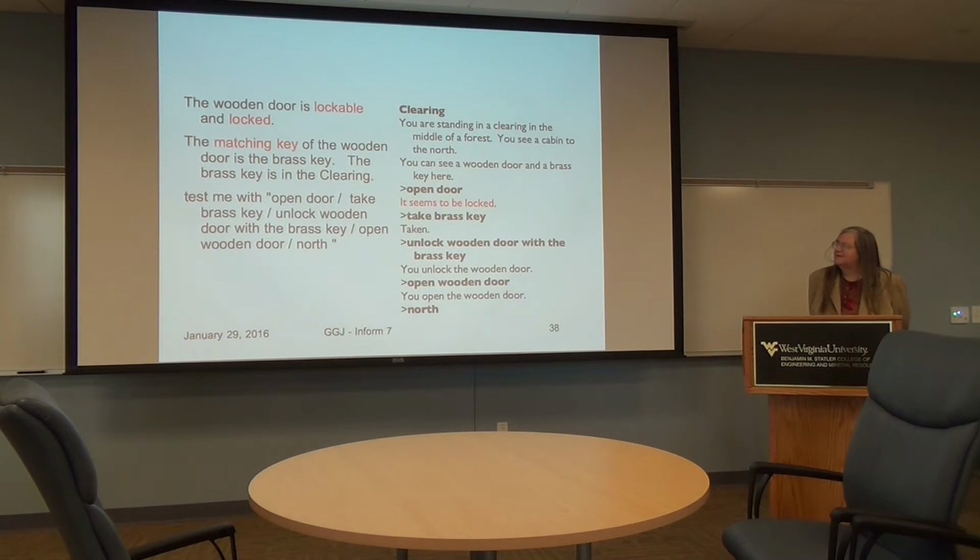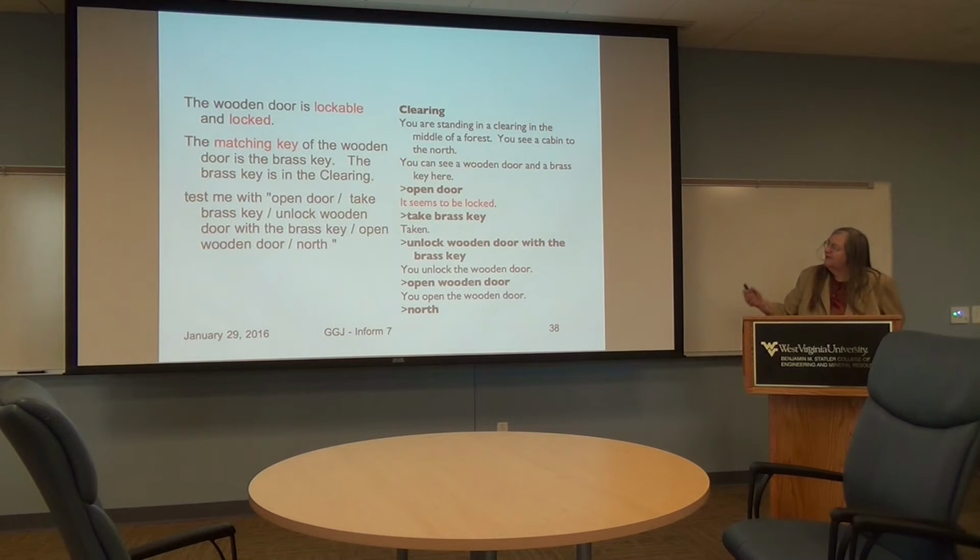The wooden door is lockable and locked. That's not smooth English, but you understand what's meant. There's a lock, you can lock it, and right now the door is locked. And then we're told, again, on the left is my Inform 7 code. The matching key of the wooden door is the brass key. So you can have multiple keys, and you can have keys and locks mapped together. The brass key is in the clearing.